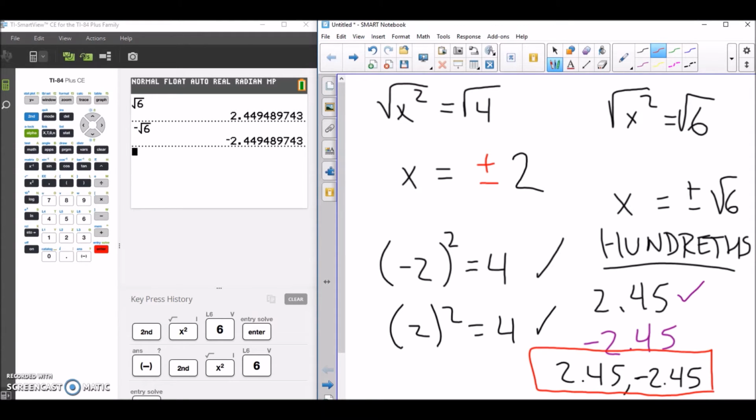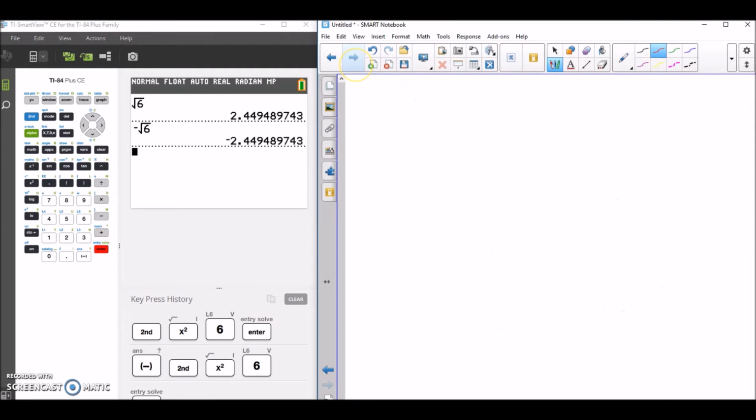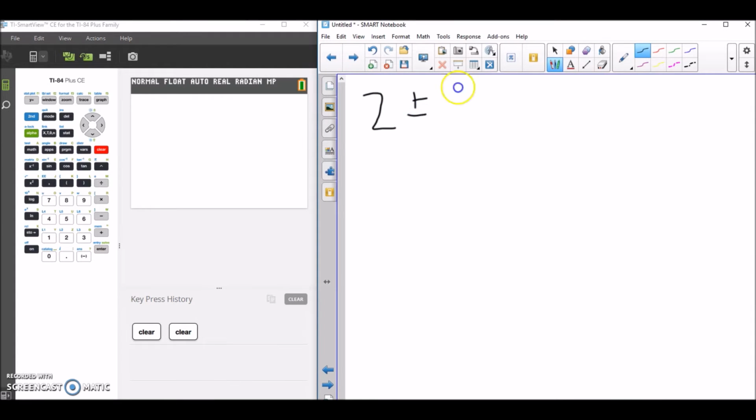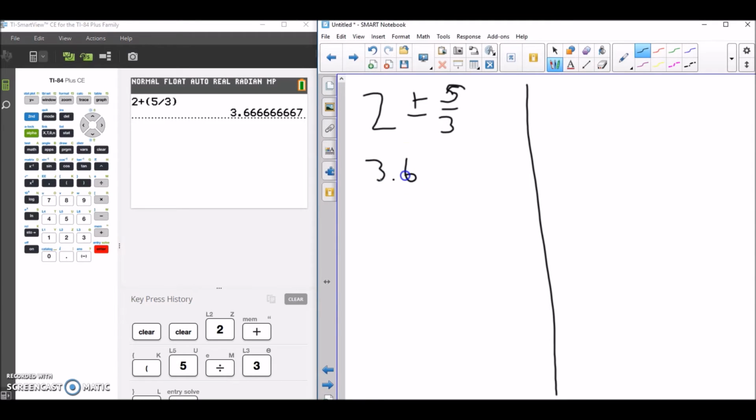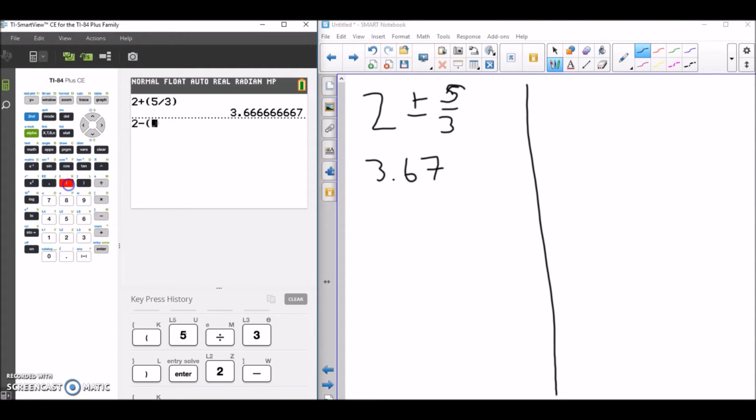Let's try a few others. What if we ended up with an answer that was 2 plus or minus 5/3? Well, we could just keep it as a number plus or minus a fraction. Let's do our plus first. And anytime we do a fraction, we're almost always going to need parentheses. It will never hurt if we do parentheses. So let's try 2 plus 5/3. That would be 3.67. And my minus, 2 minus 5/3.